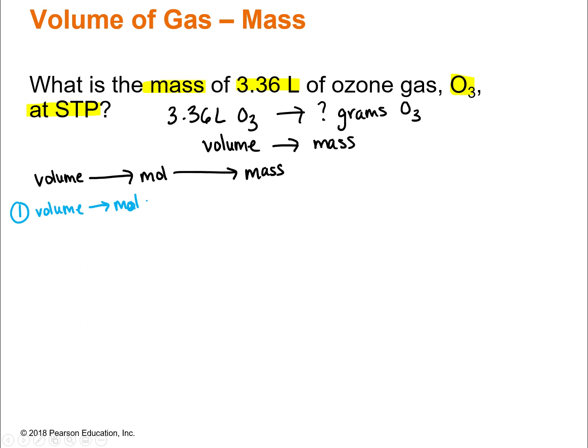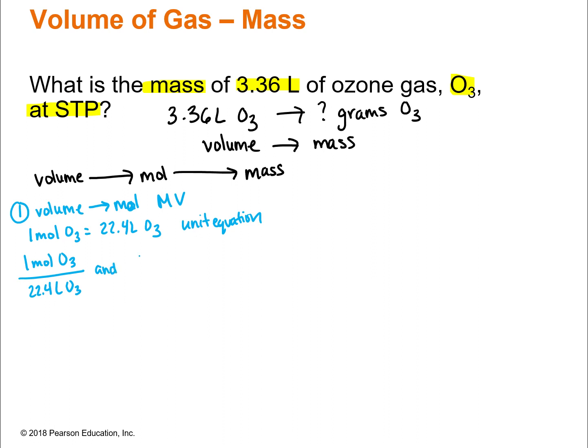To go from volume to moles at STP, we use molar volume. That's our unit equation. 1 mole of ozone is equal to 22.4 liters. Then we write our unit factors.